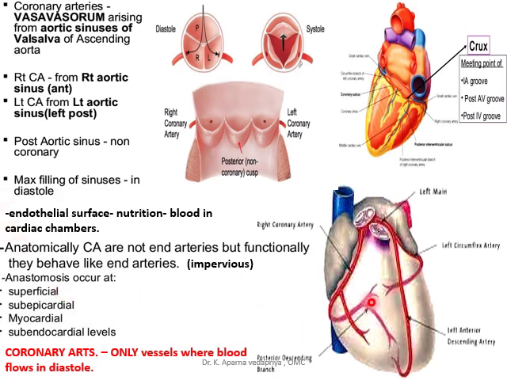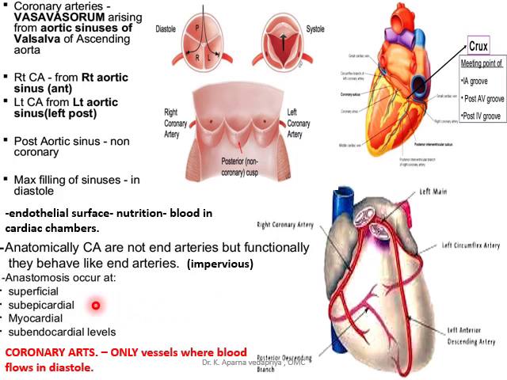And this anastomosis occurs at various levels. So on the surface, that is what we are seeing, all this anastomosis which is taking place on the surface of the heart, that is the superficial anastomosis. Subepicardial, the outer layer is epicardium. So just beneath the epicardium, there is anastomosis that is happening.